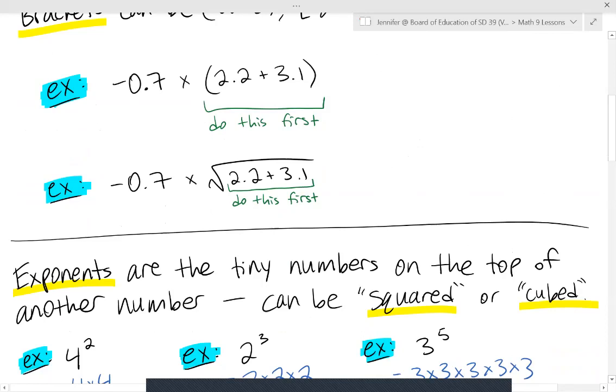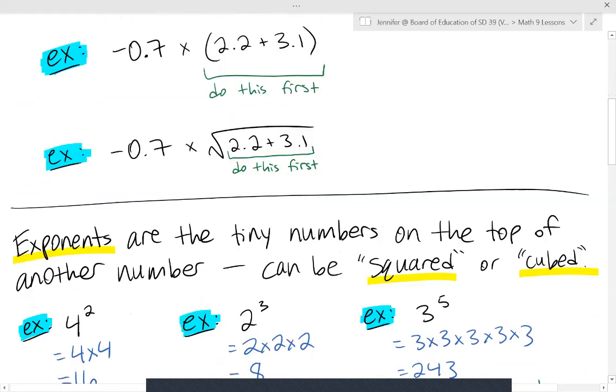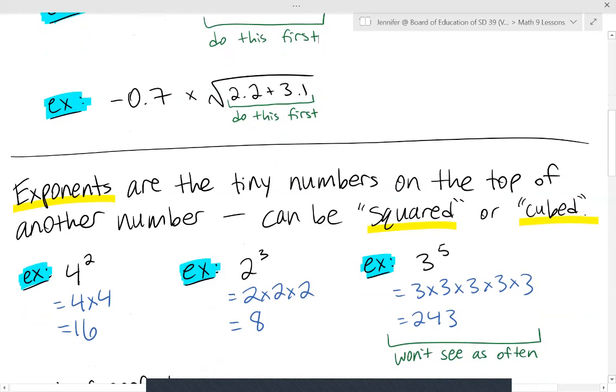Exponents are next. Reminder, these are the tiny numbers on the top of another number. So common ones that you might hear is when a number is being squared or cubed. So here we've got 4 squared. When you have that tiny number here, it means it's multiplying by itself that many times. So 4 by 4 gives us 16. If it's to the power of 3, that means it's multiplying by itself 3 times. This is an example of to the power of 5, so it's multiplying by itself 5 times, but we won't see this as often. Most of the ones you see will be to the power of 2 or to the power of 3.